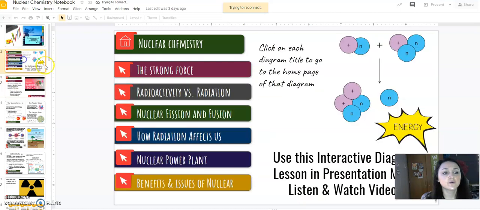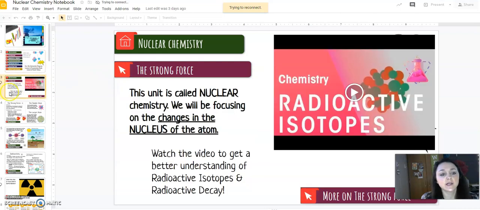So the first thing, if you were to click on the strong force, it would take you to this slide. This unit is going to be about nuclear chemistry, and we'll be talking about the changes in the nucleus. Remember, protons and neutrons are in the nucleus. So we're going to be talking about how protons and neutrons can get too large or be too small and how that affects radiation. So what I want you to do is pause this video and watch this video right here first.